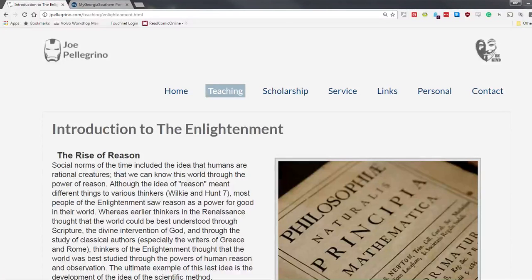Okay, now it's time for us to do our first real setup for the module, the Introduction to the Enlightenment. This cultural and historical background material will help you understand better the texts we're going to look at, Swift's text, Voltaire's Candide, and Saikaku.